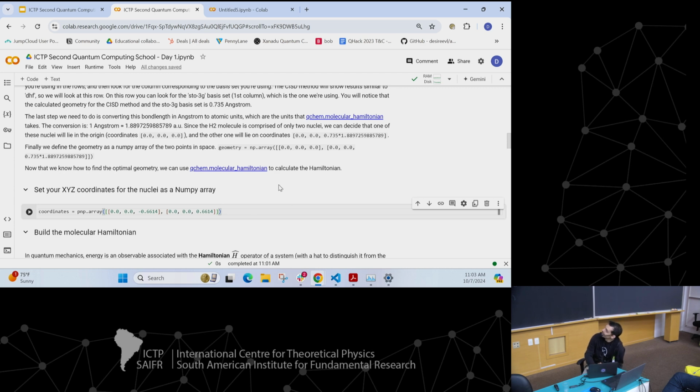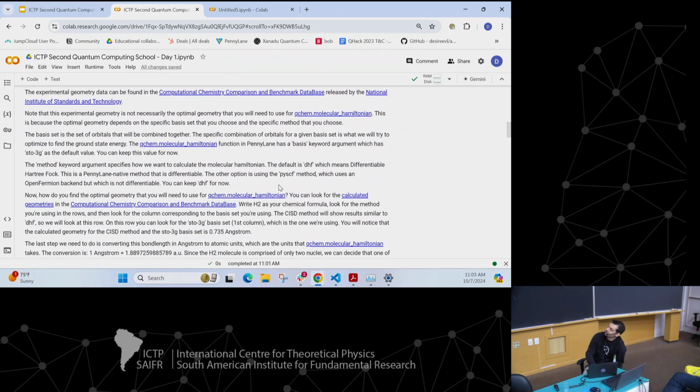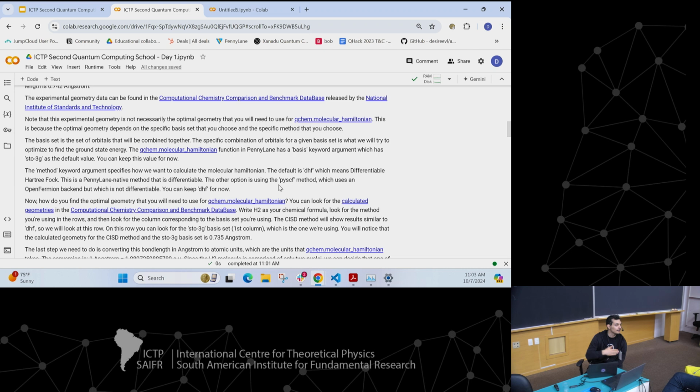Yeah, so that's what's outlined here. There are repositories, essentially, of people that have done these computations before or that have measured these experimentally, and there are databases where you can find them.